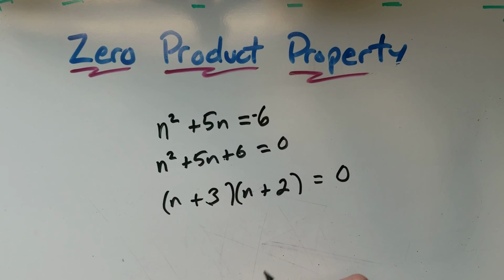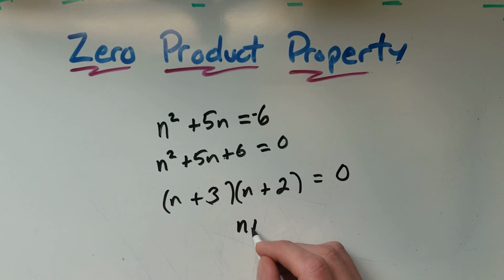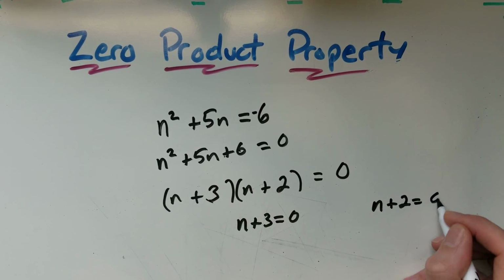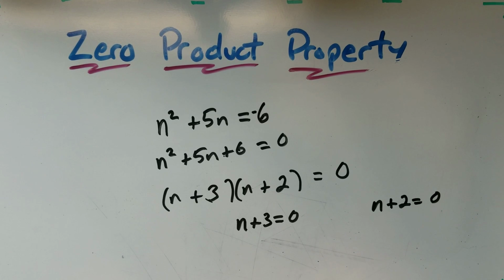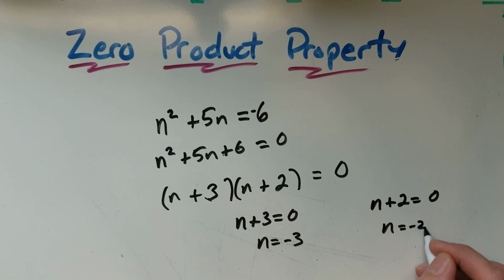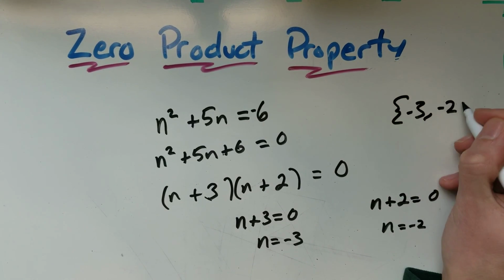And now we just need to solve. So the logic that's going through our minds here should be, well, n plus 3, that times n plus 2 equals 0. So either this binomial equals 0, or this binomial equals 0. One or the other has to equal 0. So either n could equal -3, or n could equal -2. Those would be our two possible solutions here.